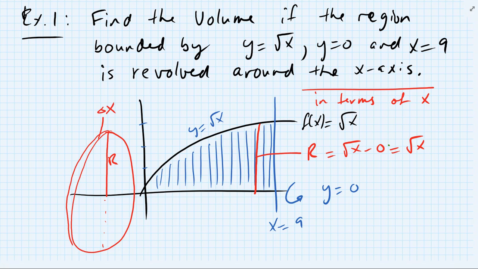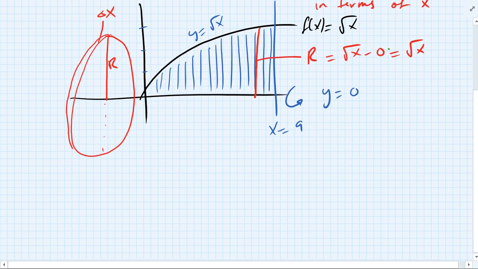What are our limits of integration? 0 to 9, because are we stacking the cylinders this way? So we're going to stack them from 0 to 9. Does everyone see?